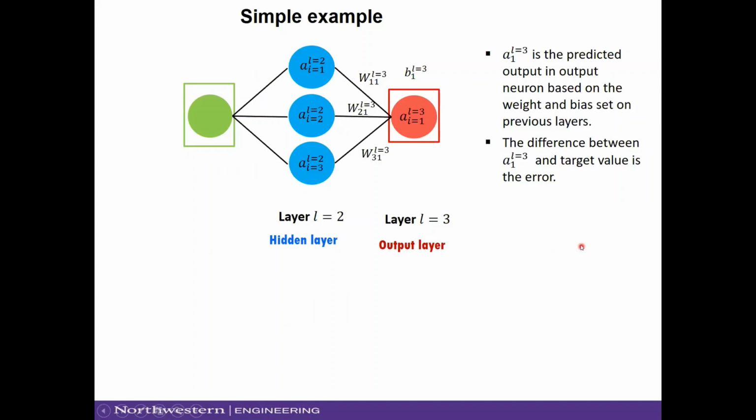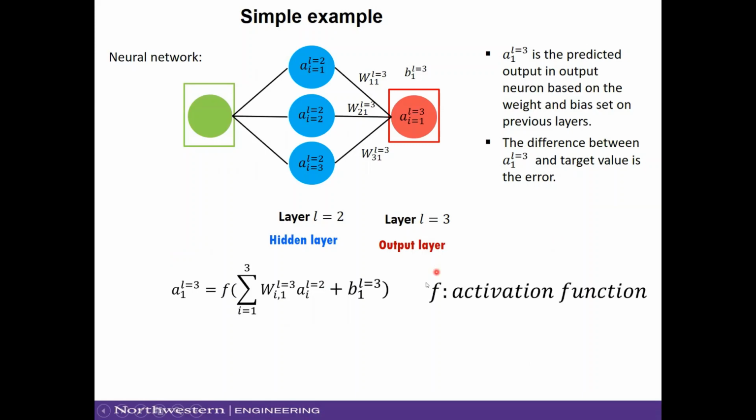So now let us give an example. In this neural network, F is the activation function. If we look at it, the value of A1 and L is equal to 3. This output value is the predicted output value. In a neural network, this is the input. It goes to these neurons, and while it goes through the neurons, it gets multiplied by weight, it gets added with bias, and then it goes through an activation function. Finally, we get another completely different number, which is our output.